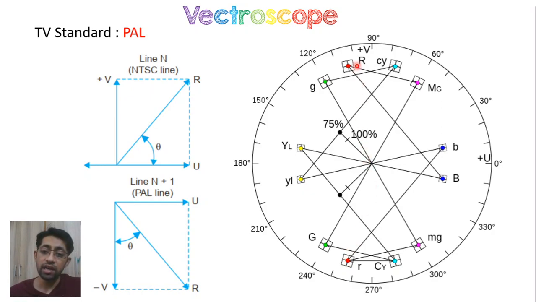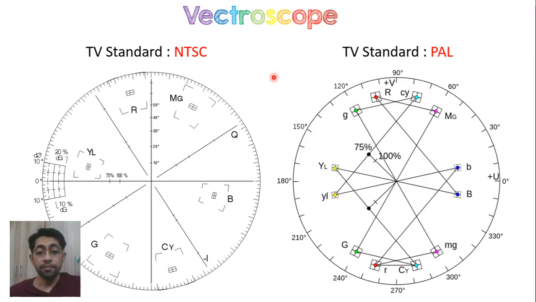So for each color we will have two positions of the vector. You can see that for red color this is the position for the plus 90 degree component, and small r indicates the position of the minus 90 degree component. Similarly for blue, the capital letter indicates the position of the plus 90 degree component and the small letter indicates the position of the minus 90 degree component. So the positions of all vectors are reflected with respect to the x-axis. If your vectorscope is able to display both of them, some difference in the graticules will be there on the display of the vectorscope.